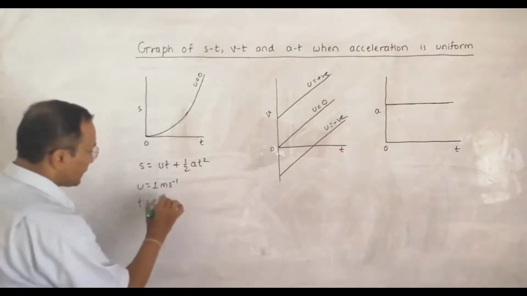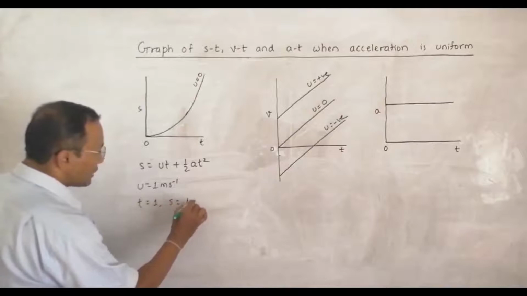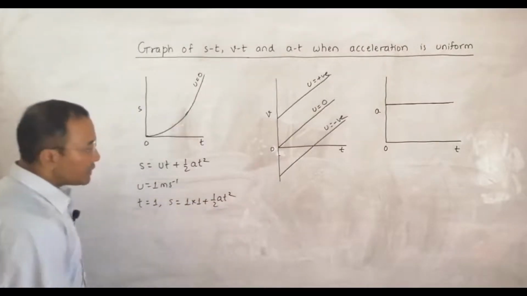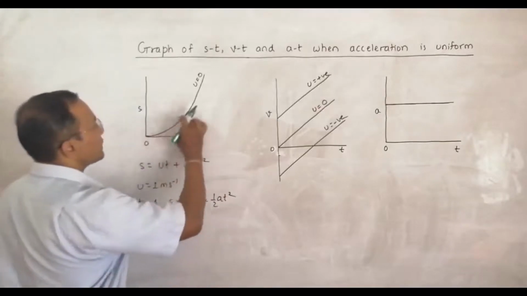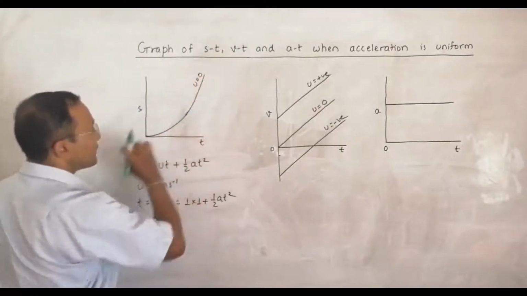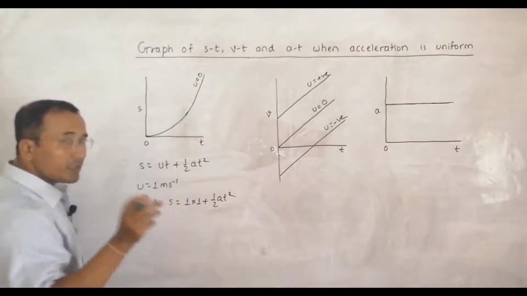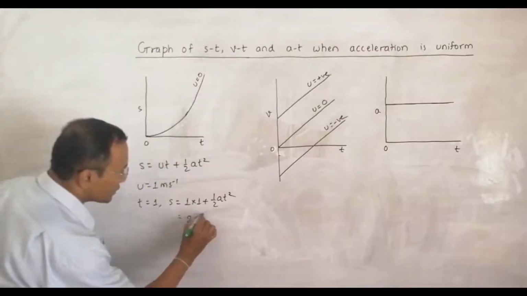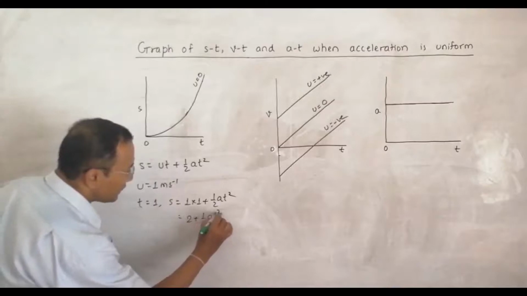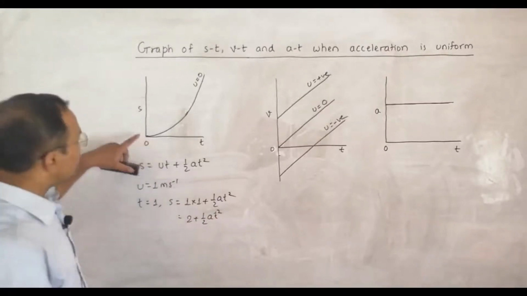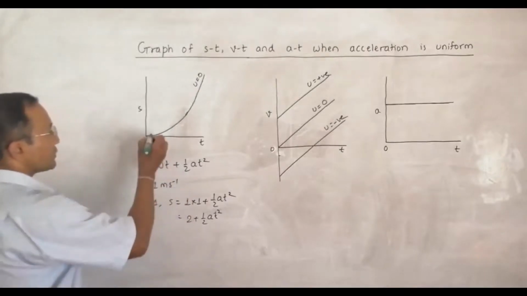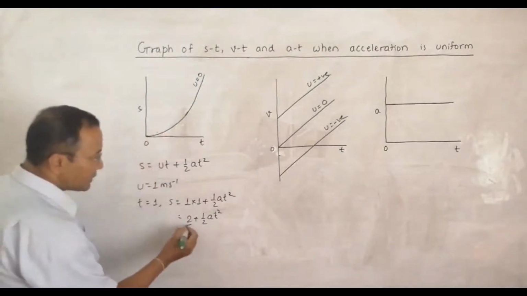Then when t equal to 1, I will have s is equal to 1 into 1 plus 1 by 2 a t square. I am not using any values here because this is the curve formed by half a t square, and I am comparing the new curve with this curve. So it's equal to 1 plus 1 by 2 a t square. When time equal to 1 second, initially it was coincident, but now the value should be somewhat up by 1.